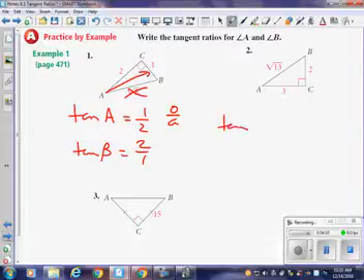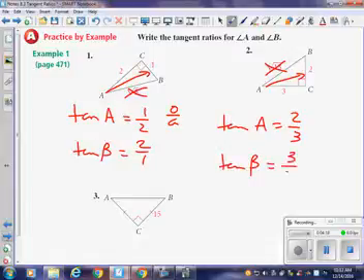Then tangent of A, again, we can't use the hypotenuse, so what's across from A is 2 over 3. That's the two legs. Tangent of B is the reciprocal, 3 over 2. If you learn that rule, it takes less time to set them up.